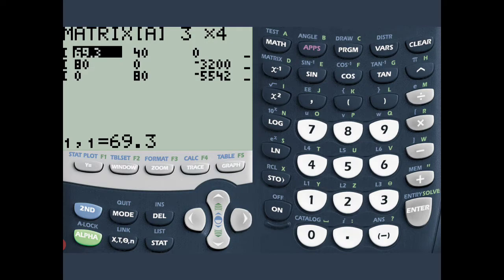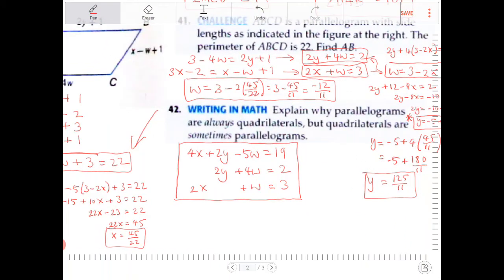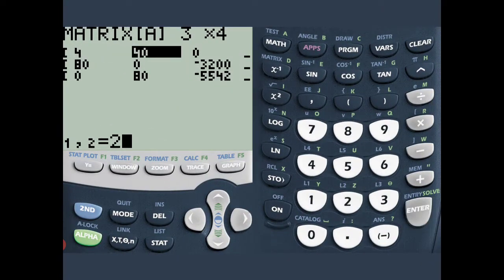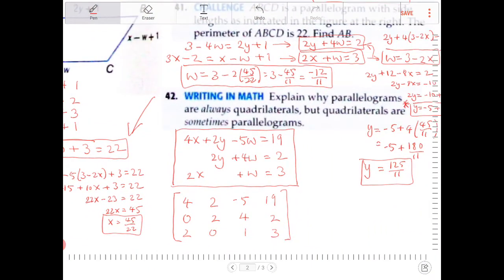We're going to enter in just the coefficients into this matrix. I want to enter in 4, 2, negative 5, 19, then 0, 2, 4, 2, and then 2, 0, 1, and 3. You see how this is a 3 by 4 block? There are 3 rows and 4 columns here. So this is what I'm going to enter in. 4, 2, negative 5, 19. And then I'm going to go over here: 0, 2, 4, and 2.